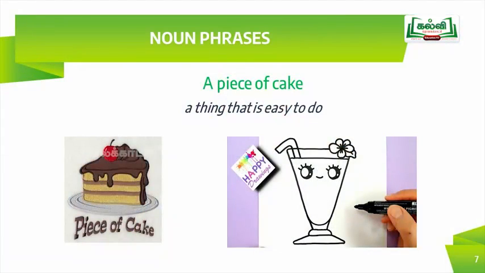Look at the next type of idiom, which is noun phrases. Look at the example here. A piece of cake. And as we know, every idiom has an idiomatic meaning. Here this idiom, a piece of cake, does not refer to a single piece of cake. But here it means a thing that is easy to do. Maybe drawing is a piece of cake for my friend. Okay, let's move to the next type.